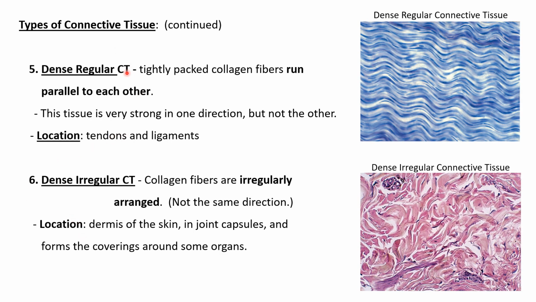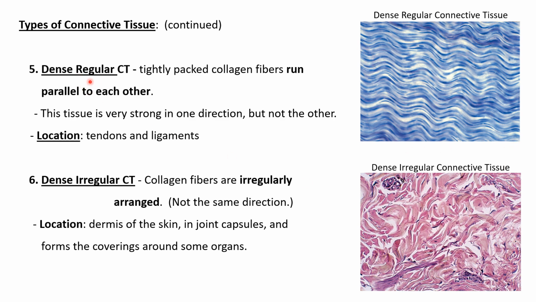So here's dense regular connective tissue and dense irregular connective tissue. I think these go together with the elastic tissue sort of because the fibers are tightly packed. But these ones are even more tightly packed because they're dense. What is in the dense regular and dense irregular connective tissue is tightly packed collagen fibers. So they're the thicker fibers.